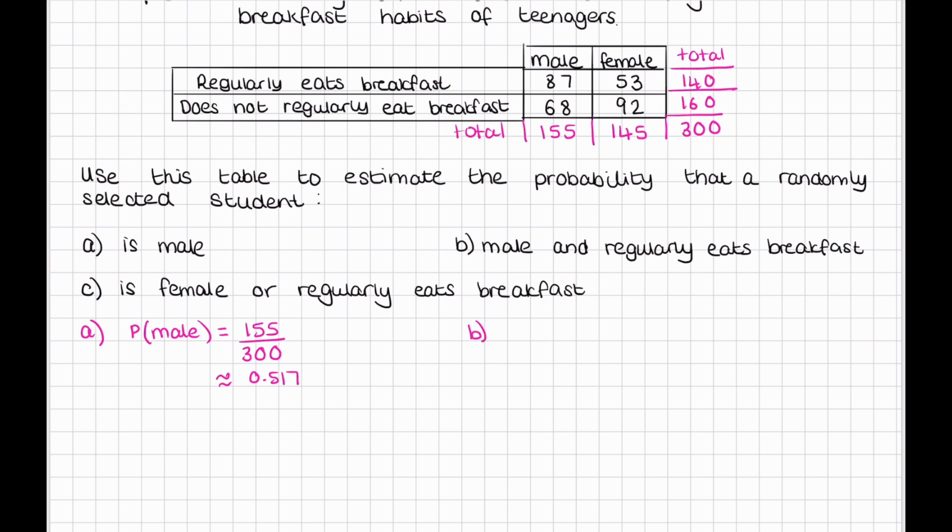B, a male and regularly eats breakfast. So male and regularly eats breakfast means we're looking at this 87. So I'm just going to put male and eats, which is going to be 87 out of the 300, which is 0.29.